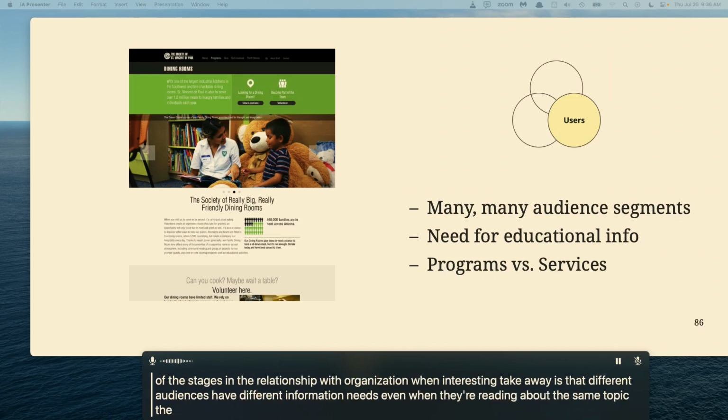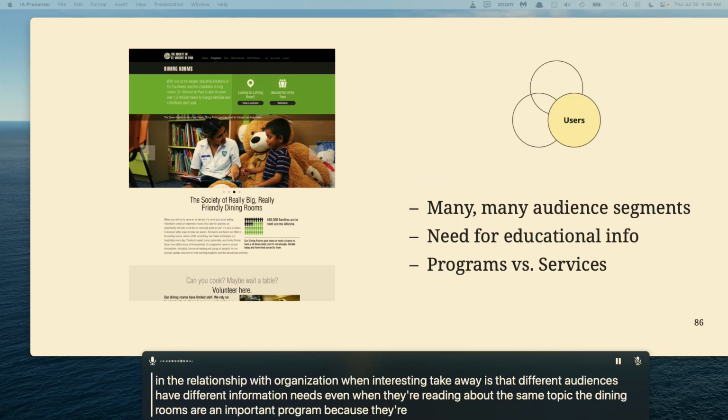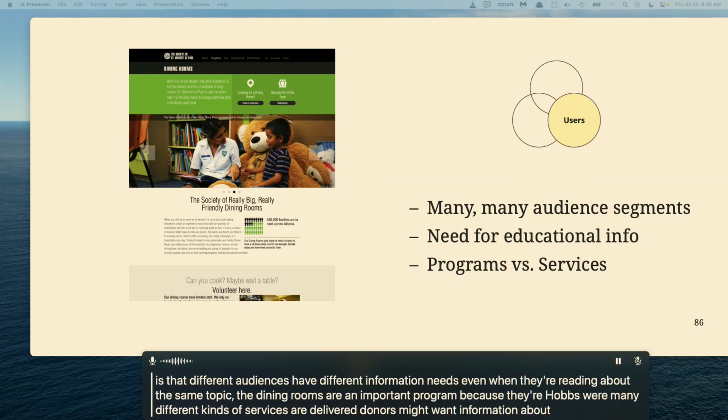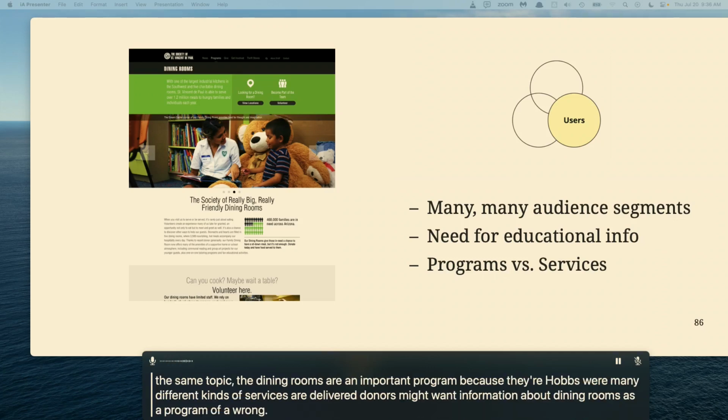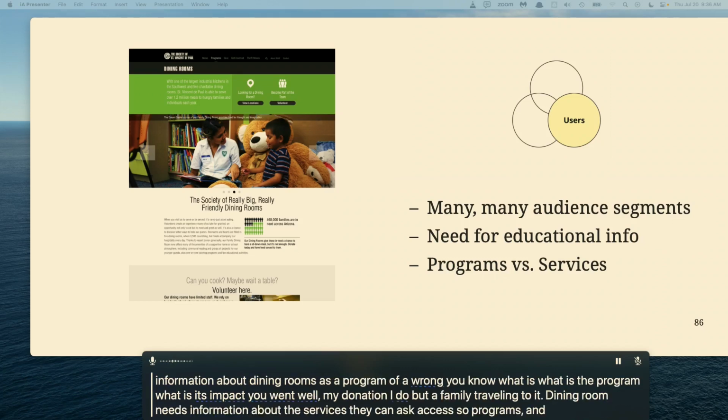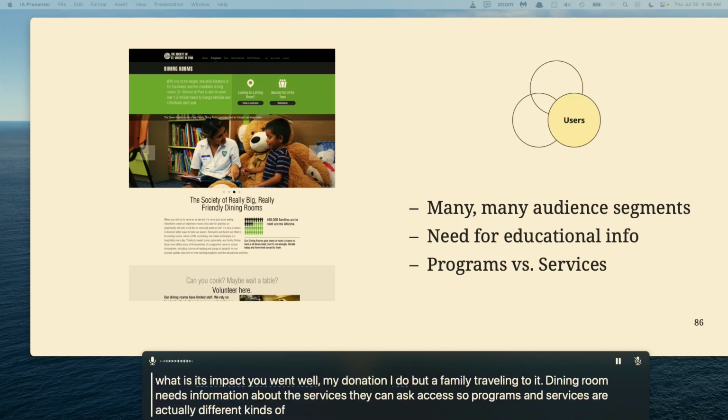The dining rooms are an important program because they're hubs where many different kinds of services are delivered. Donors might want information about dining rooms as a program overall. What is the program? What is its impact? What will my donation do? But a family traveling to a dining room needs information about the services they can access. So programs and services are actually different kinds of information, whether we put them on the same page or not.